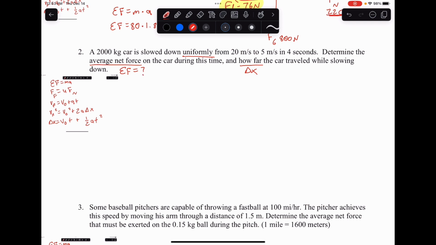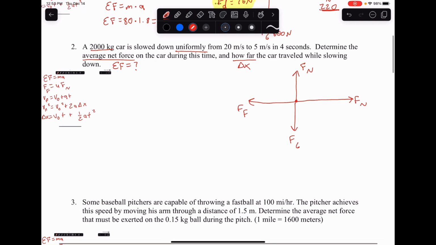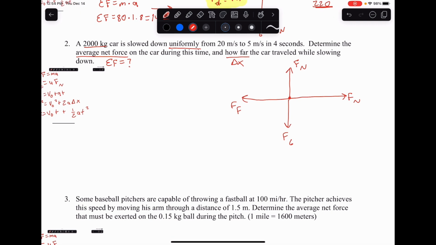So first, let's draw the force diagram. So we're going to go force normal, force friction, force gravity, force normal. So we have 2,000 kilograms. So again, 2,000 times 10, 20,000, both ways.